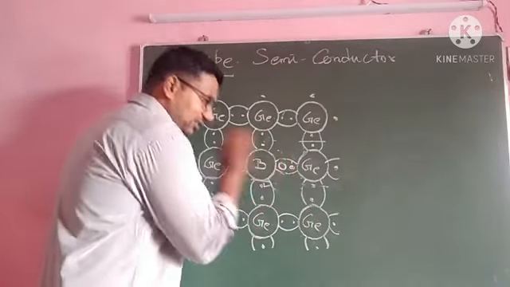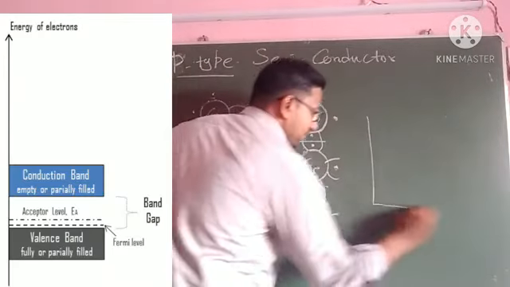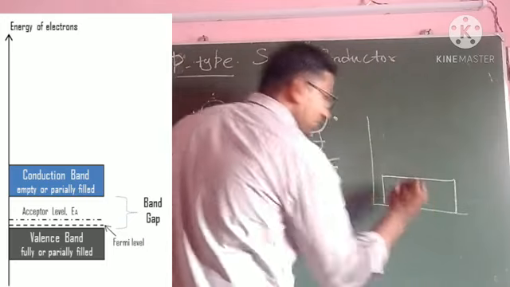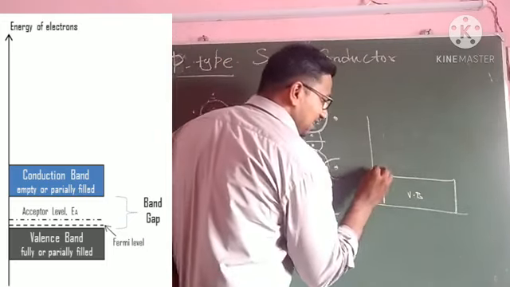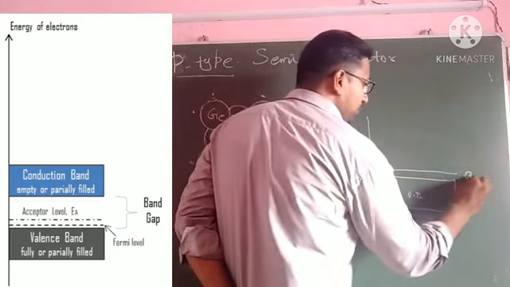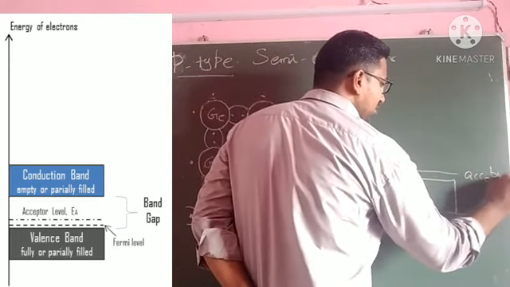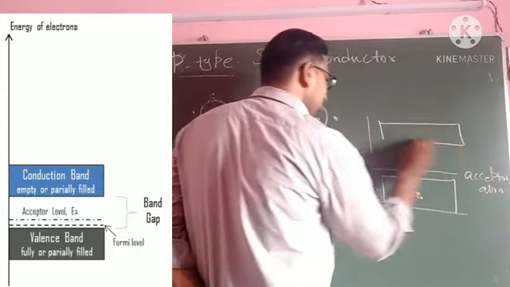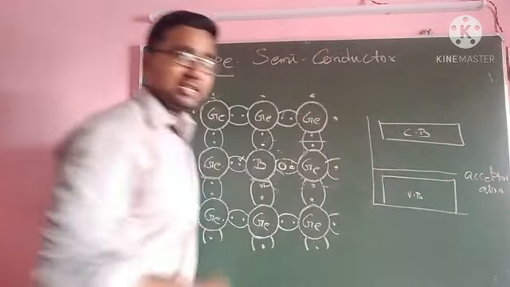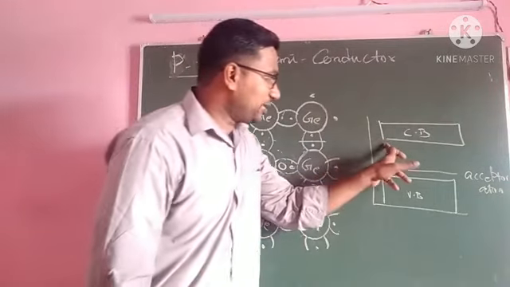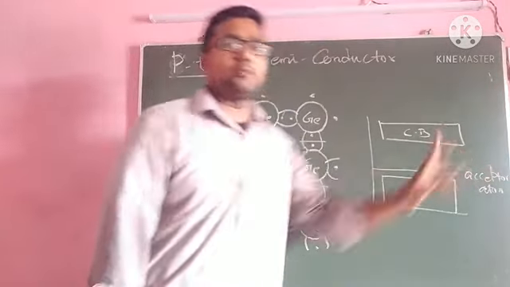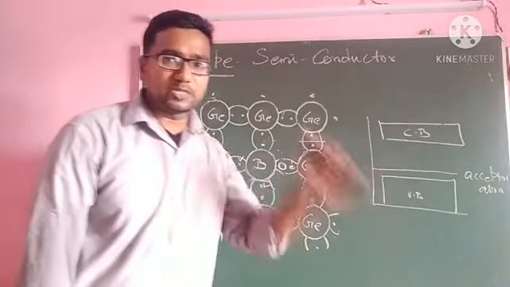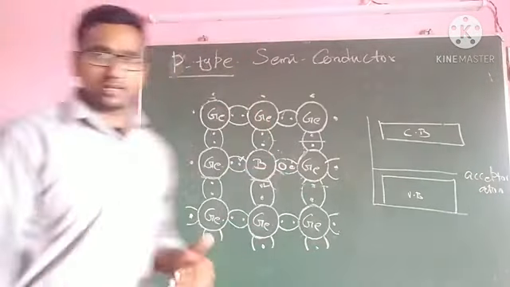So the holes will be present in the energy level just above the valency band. This is the valency band. The holes are present in this layer. This is the acceptor atom or acceptor energy level. This is the conduction band. In the previous case, the N-type semiconductor, the donor atom is present beneath the conduction band. But in this case, the P-type semiconductor, the acceptor atom is present above the valency band.